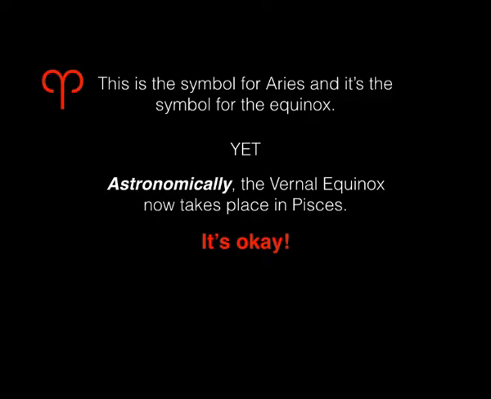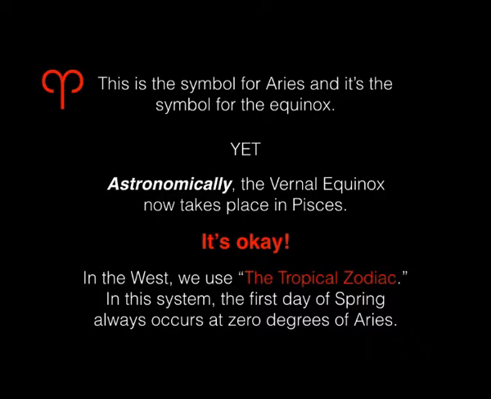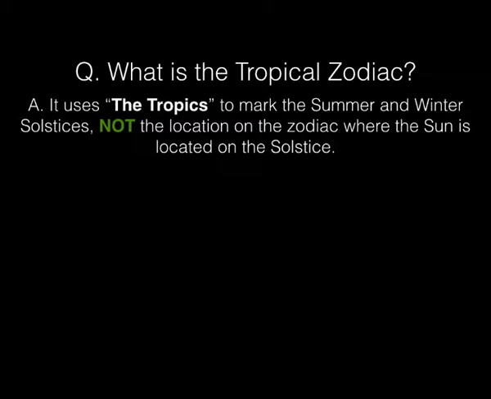In the West, we use what's known as the tropical zodiac, the tropical system. In this system, the first day of spring always occurs at 0 degrees of Aries. So, the question is, what is the tropical zodiac? That's a good question, right? This uses the tropics to mark the summer and winter solstices, not the location of the zodiac or on the zodiac where the sun is located on the solstice.